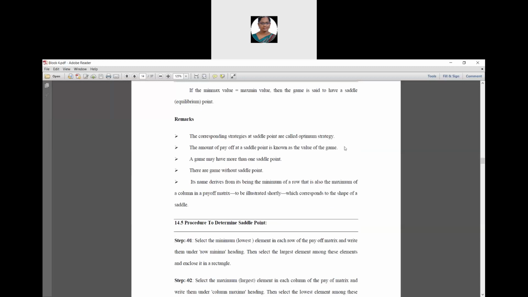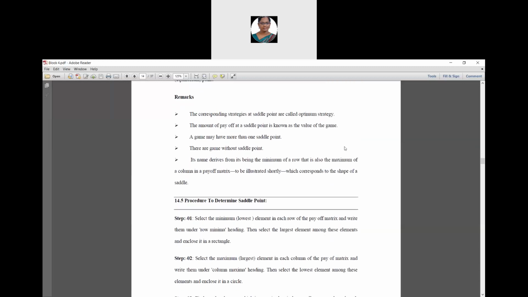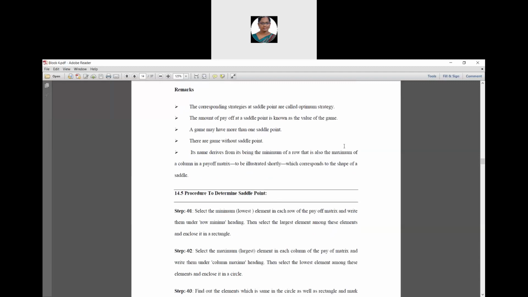Some remarks are there. The first thing is that the corresponding strategies at a saddle point are called optimum strategies. The second thing is that the amount of payoff at a saddle point is known as the value of the game. And a game may have more than one saddle point. Its name derives from its shape: the minimum of a row that is also the maximum of a column in a payoff matrix, to be illustrated shortly, corresponds to the shape of a saddle.